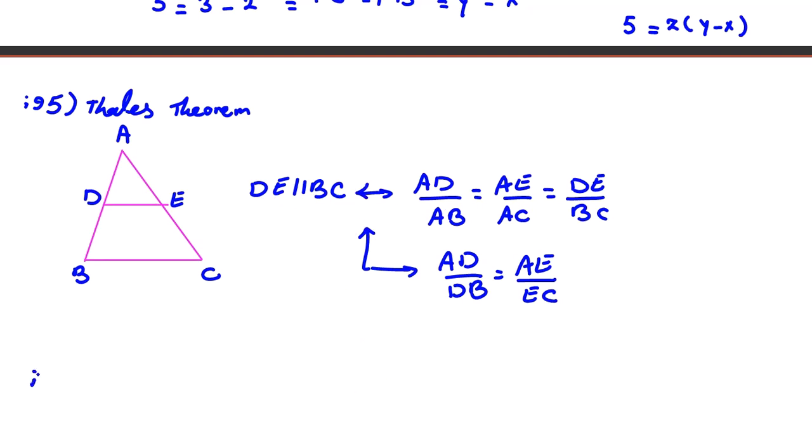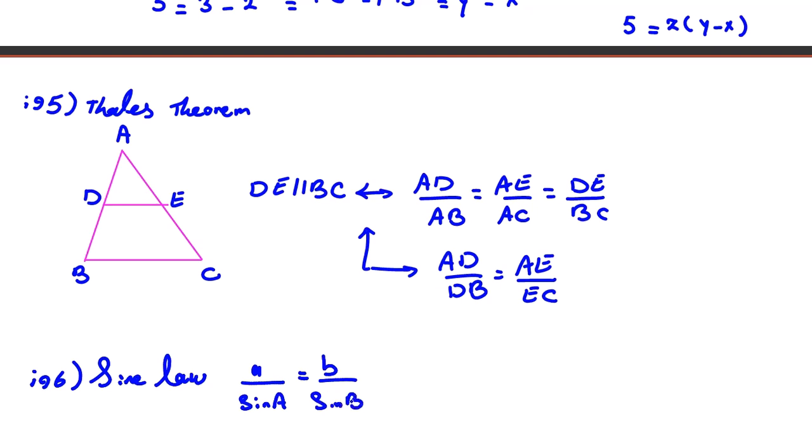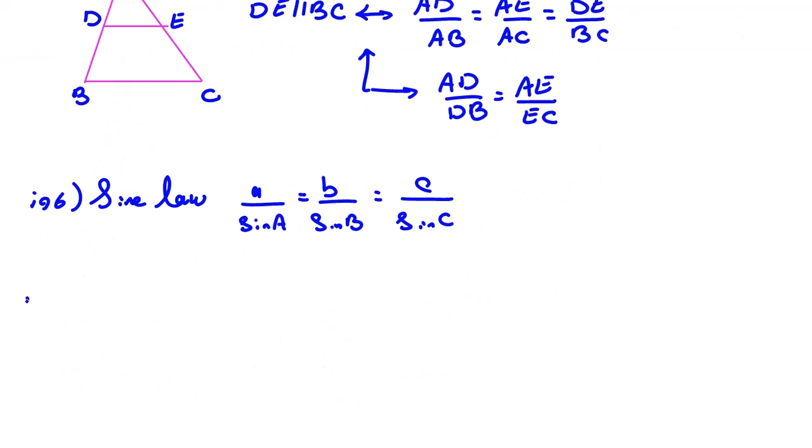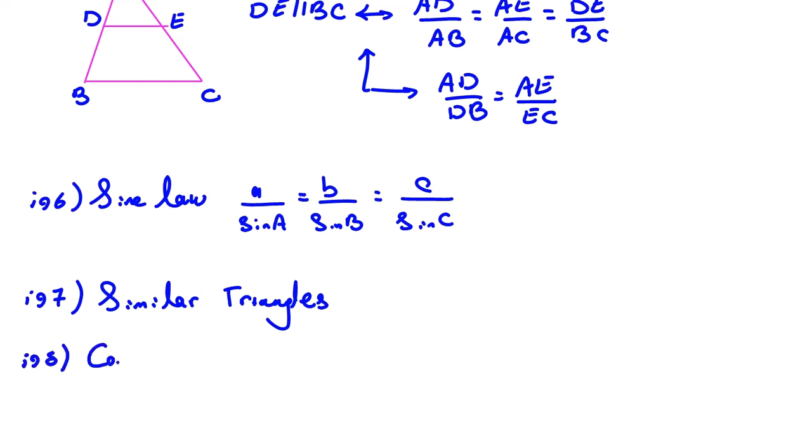Idea 96, I told you to use cosine laws, we have sine law. A over sine A equals B over sine B equals C over sine C. In geometric problems of AMC, pay attention to similar triangles. And for example, the criteria, for example, two angles or the ratio of two sides and the angle between. And the next one, congruent triangles.